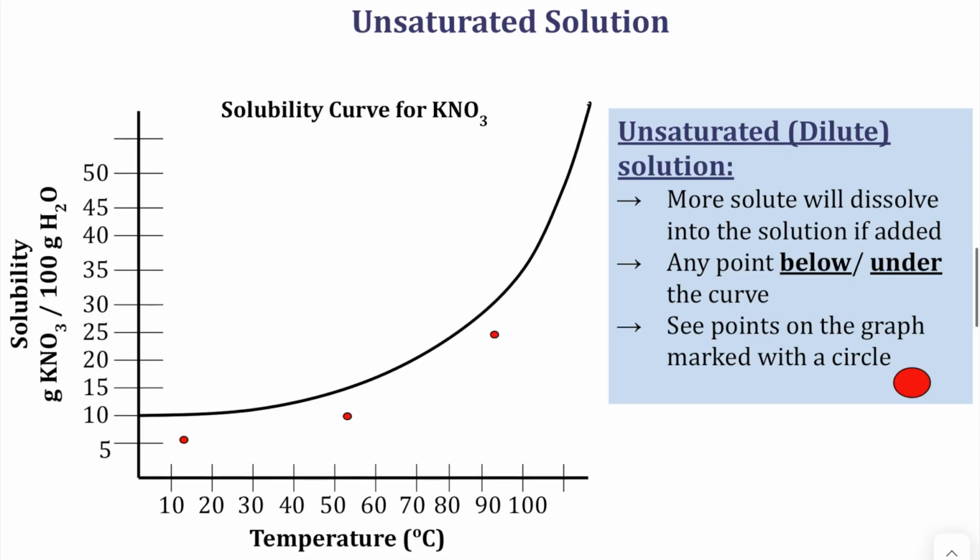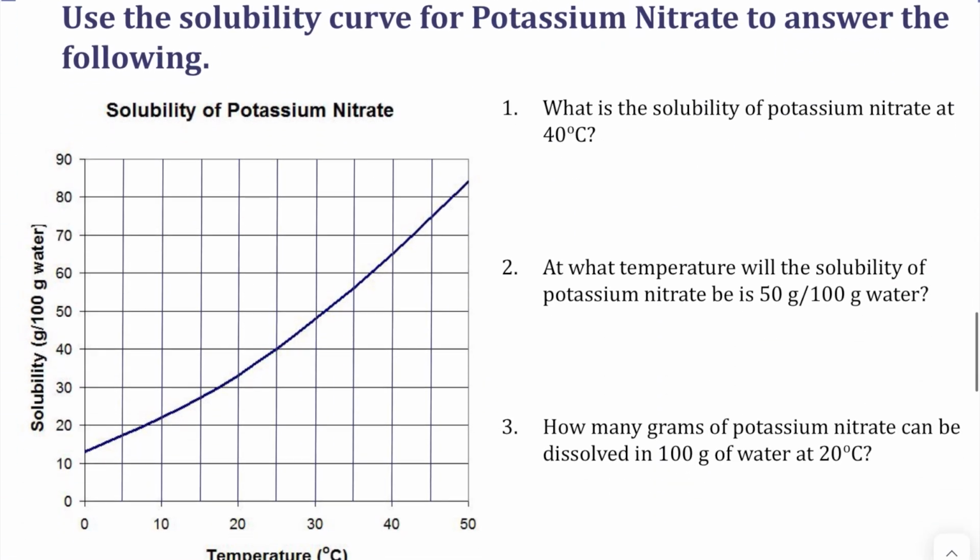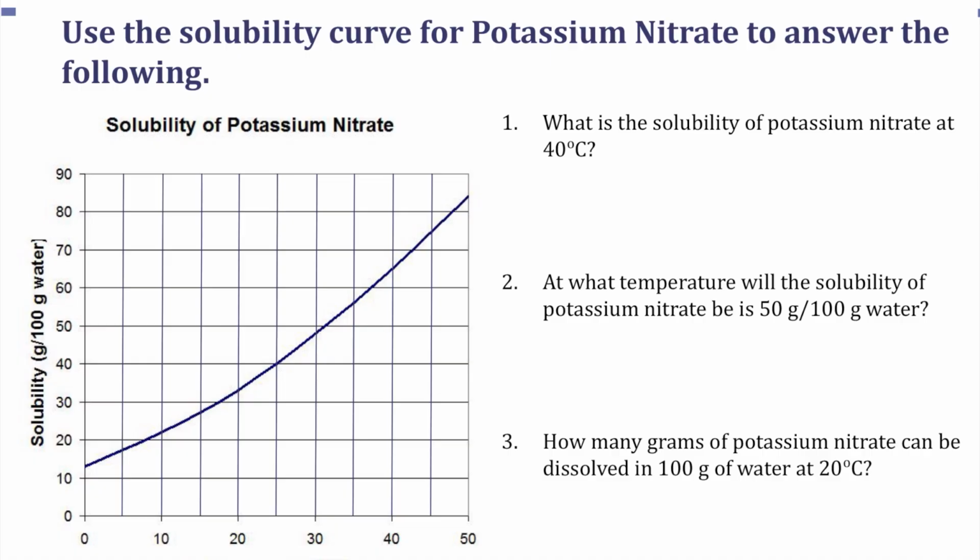And then lastly, we have unsaturated, or these can also be described as dilute solutions. That means that more solute will dissolve into the solution if added. So any point that is below or under the curve represents an unsaturated solution or a dilute solution. We can see those points that are marked with circles representing unsaturated or dilute solutions. So we can get information about our solutions from this graph. If we know how much is dissolved, we can determine what temperature that solution is at. So we're going to do some practice on answering some questions by reading these graphs.